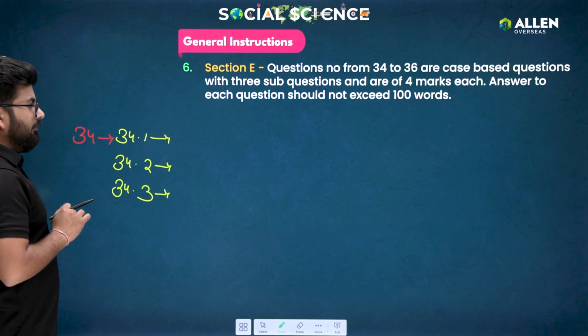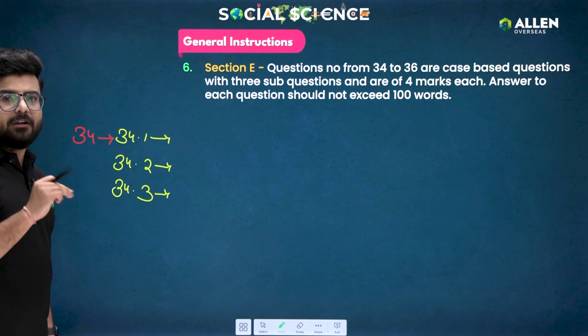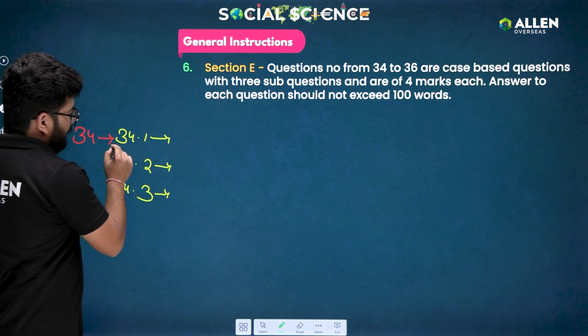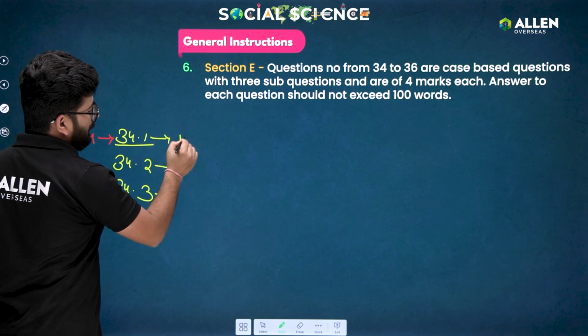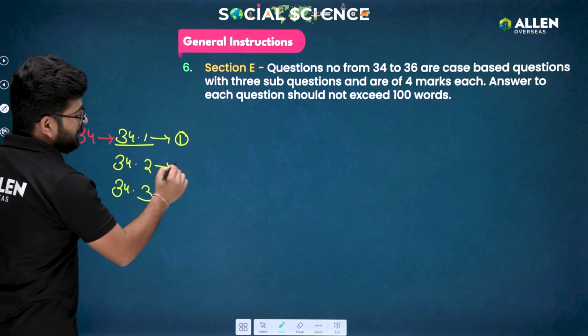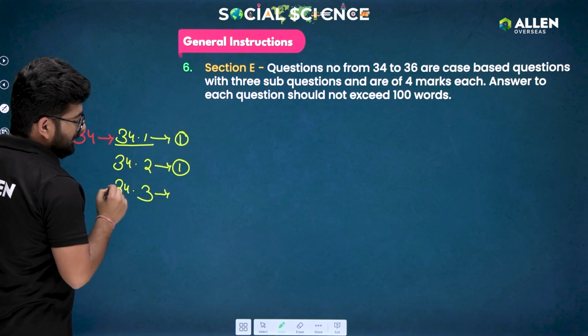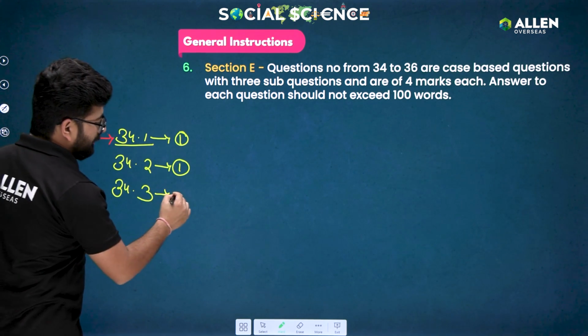Ultimately, in case-based study questions, we'll be getting 3 sub-questions. The very first sub-question will be of 1 mark. The second question will be of 1 mark. And the third question in a single case-based study question will be of 2 marks.